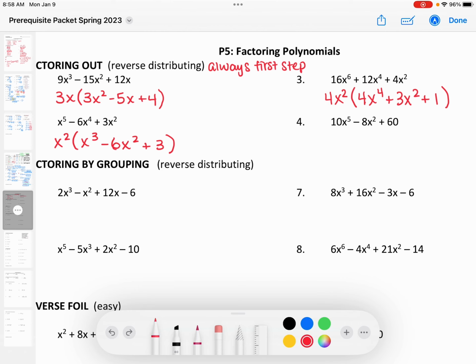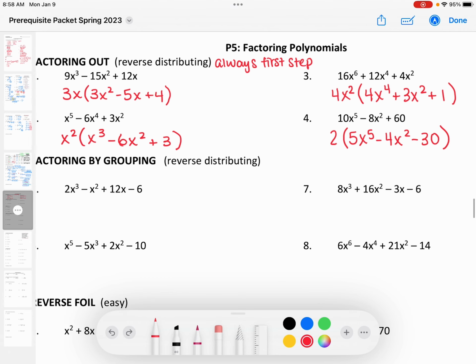Last one for factoring out. I think the best we can do on this one is to factor out a 2. It's not much, but at least the numbers get a little bit smaller. Which, if then we had to factor the rest of that, it would make it a little easier just because the numbers are smaller, but we're not going to get there yet. Let's go to factoring by grouping.